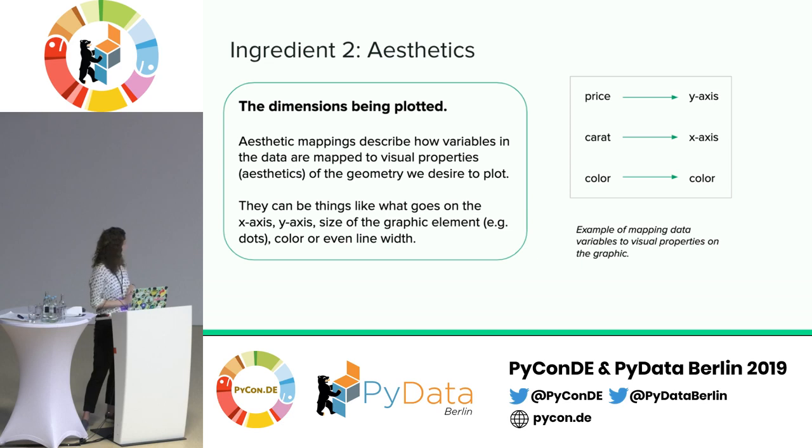The next important ingredient is the aesthetics. Aesthetics are essentially mappings between the variables in our data and the visual properties of the graph.